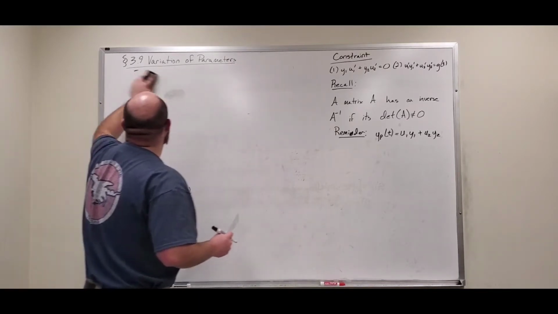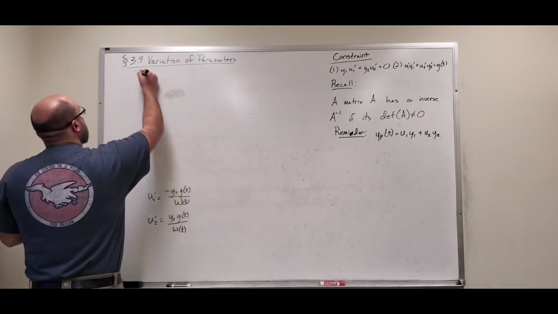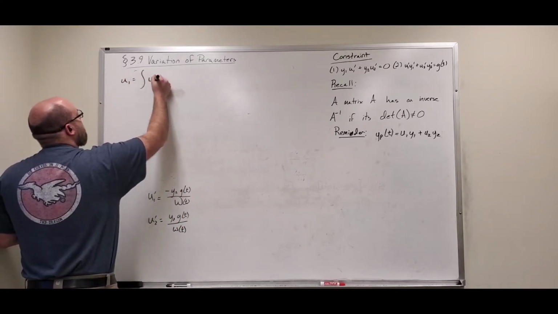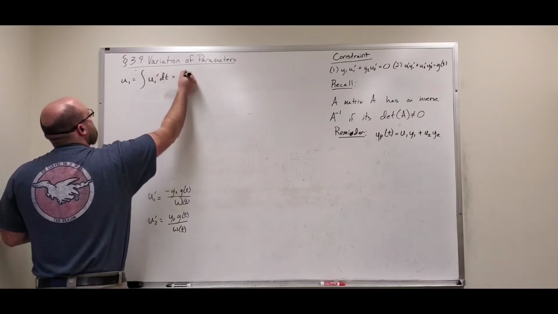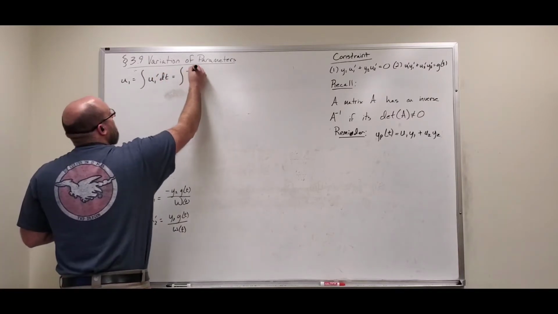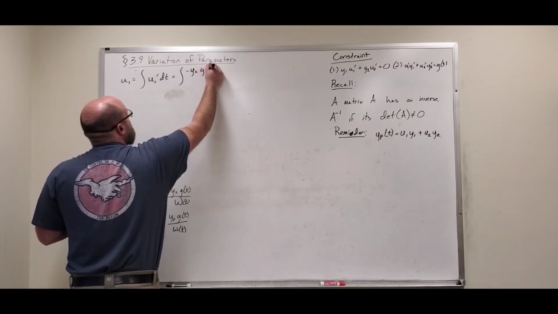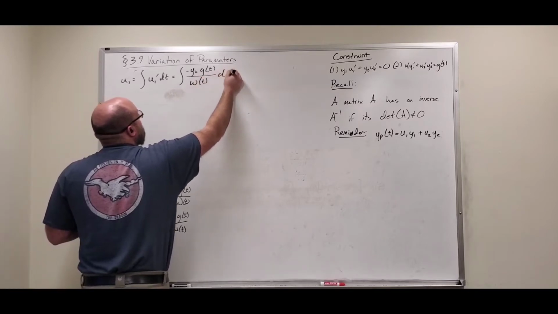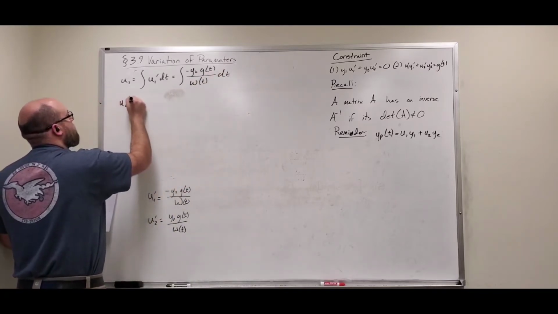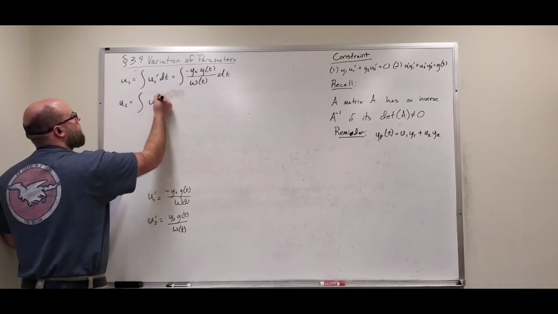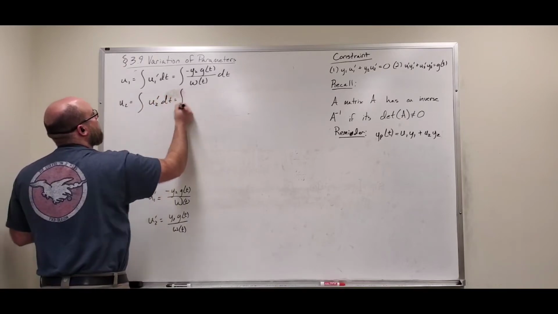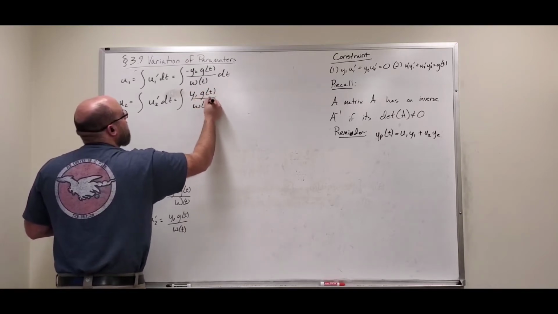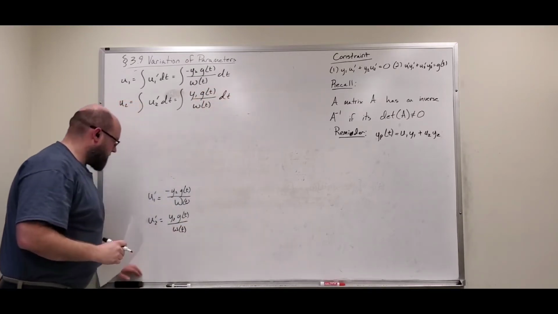give ourselves a little bit more room. So u1 is equal to the integral of u1 prime dt, which is equal to the integral of negative y2 g of t divided by our Wronskian with respect to t. And u2 is equal to the integral of u2 prime dt, which is equal to the integral of y1 g of t divided by our Wronskian. All right.